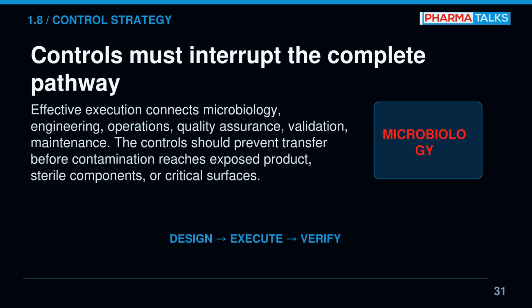Controls must interrupt the complete pathway. Microbiology, engineering, operations, quality assurance, validation, and maintenance each contribute different evidence and responsibilities. When information remains isolated between these functions, even a small change may be implemented without understanding its wider impact. Clear governance ensures that decisions consider the product, facility, process, and microbiological data together.